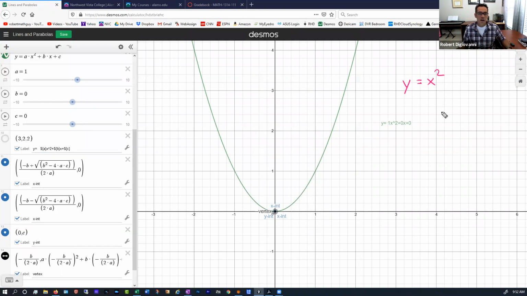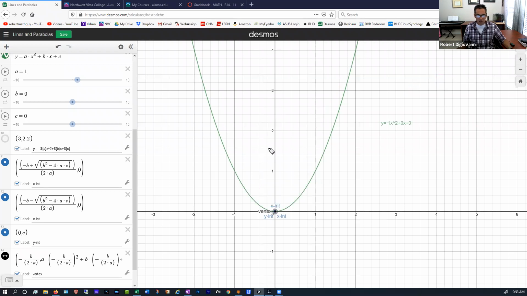That's the most basic parabola you could ever have. It's just a 1 sitting in front of x squared. Notice that we don't have any x here and we don't have a number by itself. It's just y equals x squared. And that gives us our basic parabola shape. Okay, so parabolas look like U's. It's not a sharp corner, right? It's not a V, it's a U.